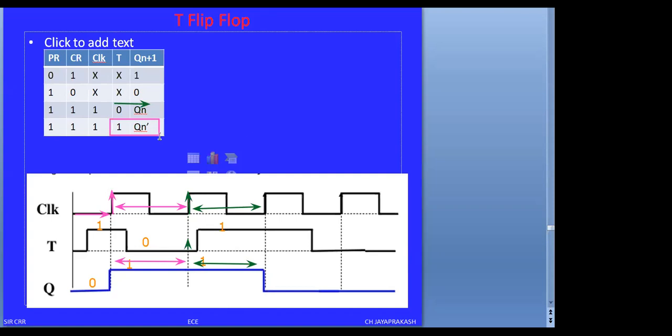Again, the output will be changed during the next clock pulse. What is the next clock pulse, Rana? If you observe the next clock pulse, in the next clock pulse I will take third clock pulse. During this interval, the third clock pulse, the t value is 1. 1 ante meaning enta, it has to toggle the output. Therefore, the t equals to 1 కాబట్టి it will toggle the previous state.